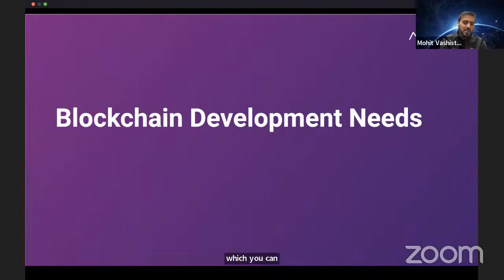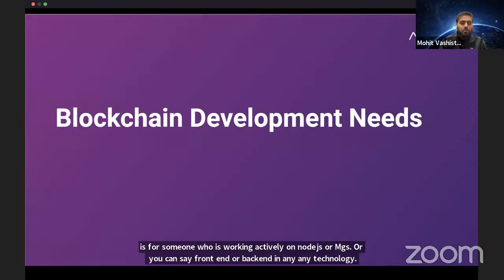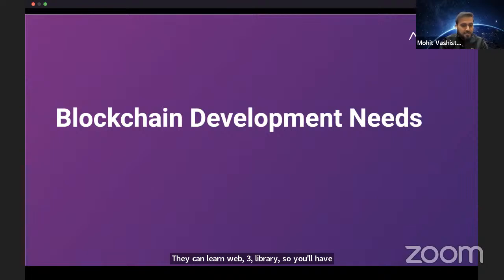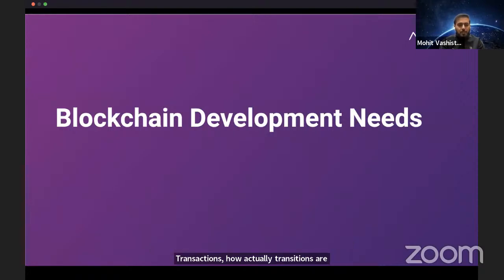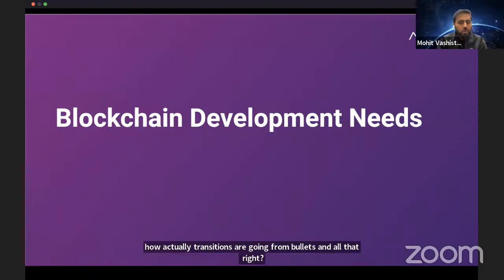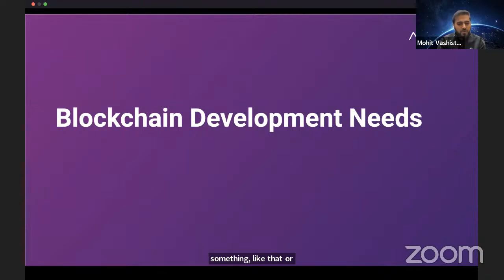It is for someone who is working actively on Node.js or React.js, or front end or back end in any technology, they can learn the Web3 library. So you'll have to know how you interact with smart contracts, how you send the data to the blockchain, how you receive the data from the blockchain, then how you deal with it outside the blockchain as well, how you deal with wallets, how you do the transactions, how actually transactions are made from wallets and all that, right?